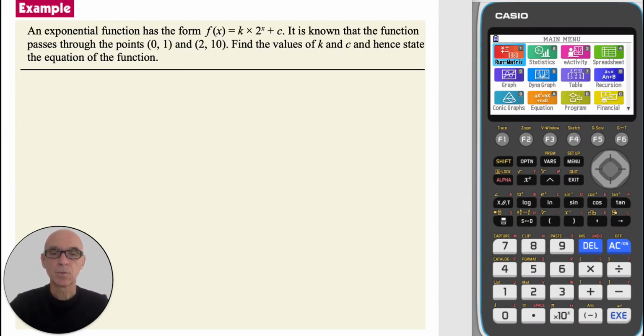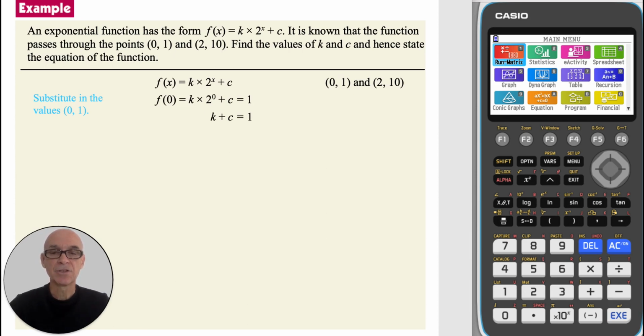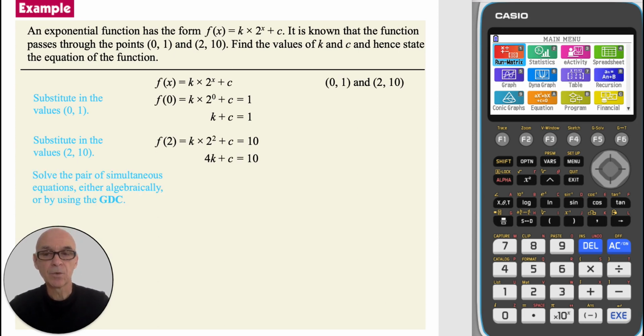In this question, we're asked to find the values of k and c and to state the equation of the function. Starting by substituting in the point 0, 1 into the function, as shown, and simplifying gives an equation involving k and c. Substituting the second point into the function, and again simplifying, gives another equation involving k and c. We can either solve this pair of simultaneous equations algebraically or by using the calculator.